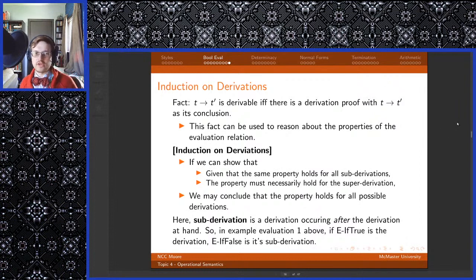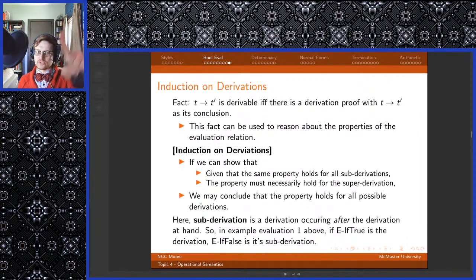So, induction on derivations. We have this idea of derivations. We also have this idea that you can have a chain of derivations. So, once we have a series of things which follow on from other things, our natural thought is, how are we going to use induction on this? So, fact: T evaluates to T prime is derivable if and only if there is a derivation proof with T evaluating to T prime as its conclusion. This fact can be used to reason about the properties of the evaluation relation.